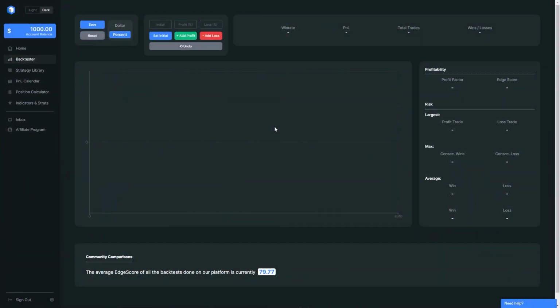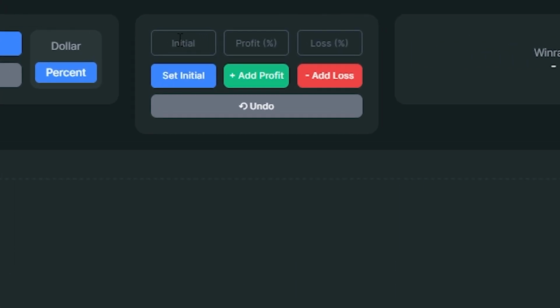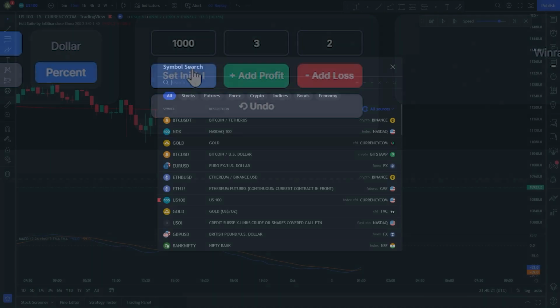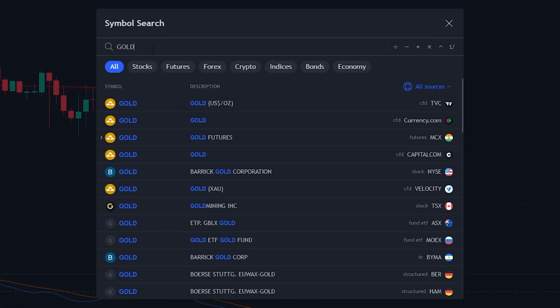To prove that this strategy works, I will backtest it 100 times with an initial account size of $1,000, with a 2 to 3 risk to reward ratio. For the backtesting, I will be using the price of gold on the 1-hour frame chart.